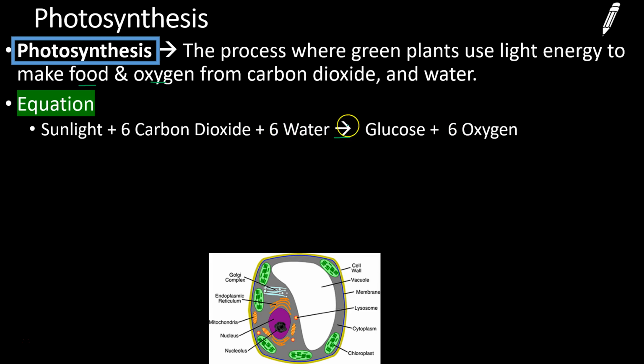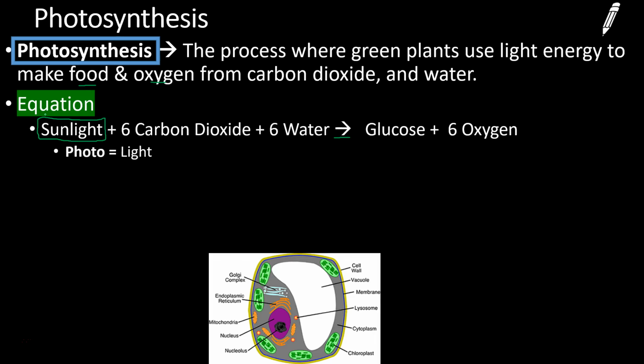And this should look very familiar to you guys. If you think back to cellular respiration, this is cellular respiration backwards. In cell respiration, we use glucose and 6 oxygen. We made 6 carbon dioxides and 6 water, but that energy was actually trapped in ATP. It was not from sunlight, but the energy from sunlight eventually goes to ATP.